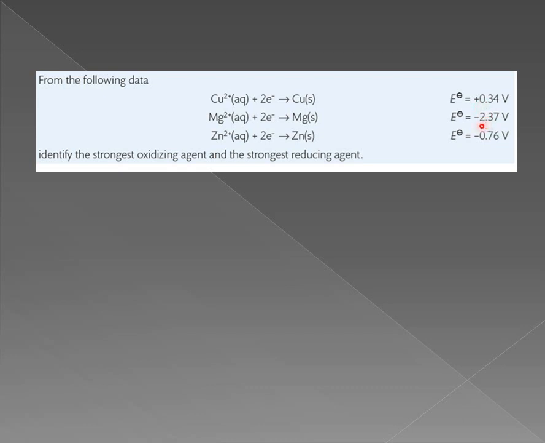While, as you can see here, negative 2.37 is the lowest standard electrode potential. So this is the one most easily oxidized of the three. So this is the strongest reducing agent, magnesium, but we need to reverse the equation because magnesium metal is the reducing agent.